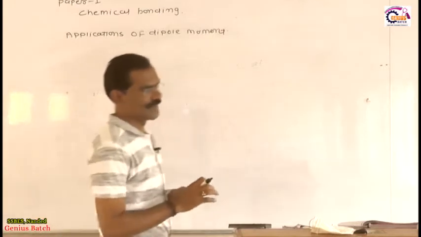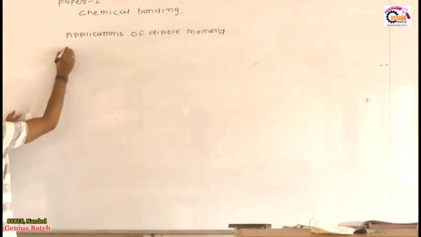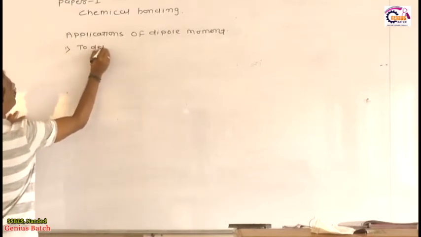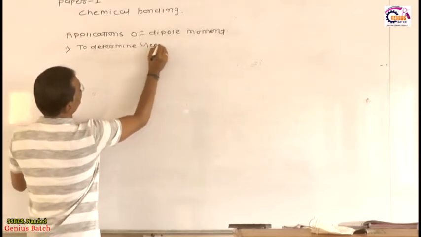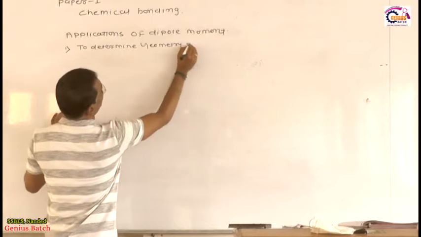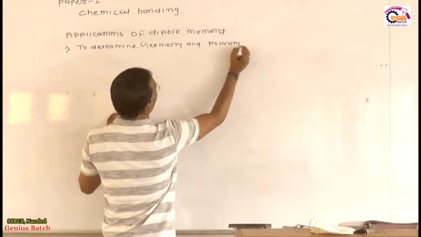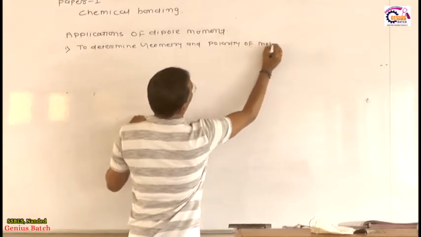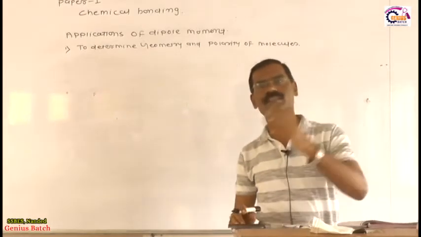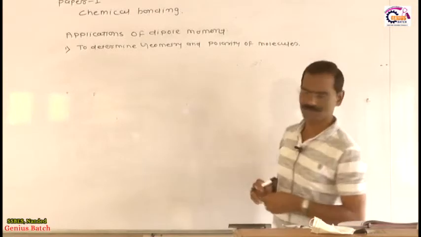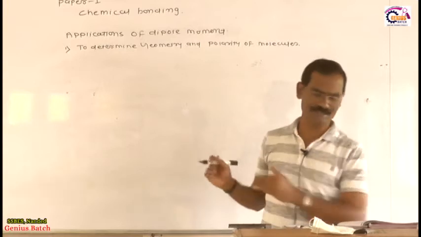The first application is to determine the polarity and geometry of a molecule. This is the first application of dipole moment, to determine the geometry and polarity of molecules. This is an important aspect related to the dipole moment. Now dear students, what happens in this application?